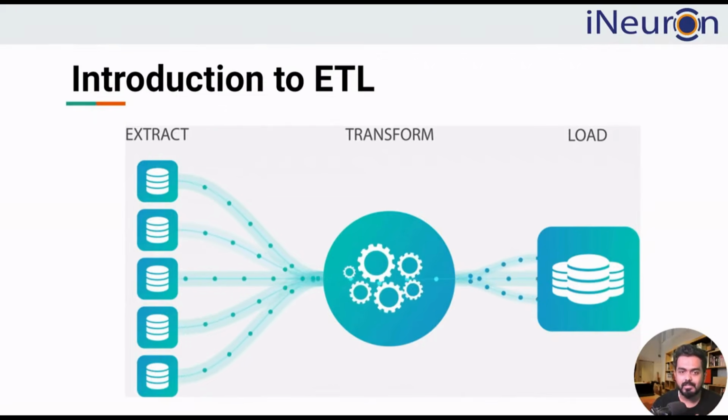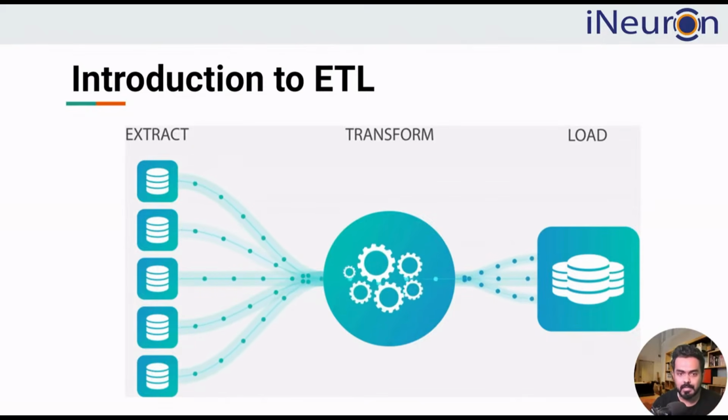When I talk about extract, extract is basically extracting the data from any number of sources. It could be an external API, cloud storage or databases, static files, it could be anything. But the meaning of extract is that you are getting the data from a source. The sources could be different sources.